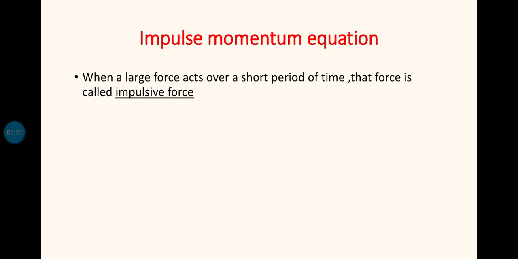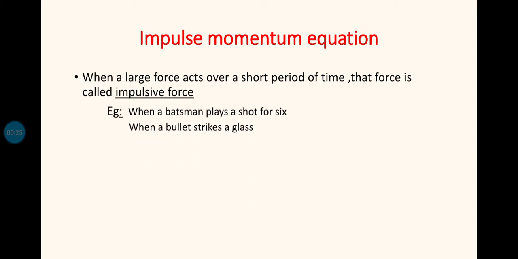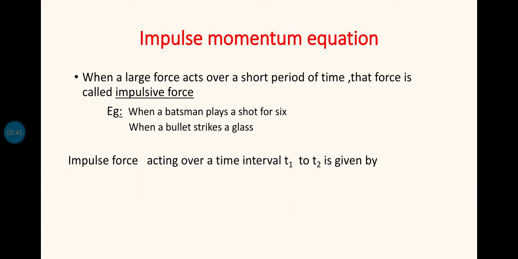When a large force acts over a short period of time, that force is called impulsive force. Examples of impulsive force are when a batsman plays a shot for a six and when a bullet strikes the grass. When a batsman plays a shot for six, he is exerting a very large force on the ball within a short interval of time, so it is an example of impulsive force. The same thing is happening in the second case also.